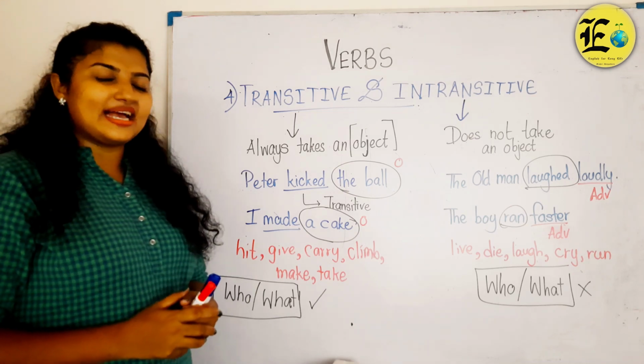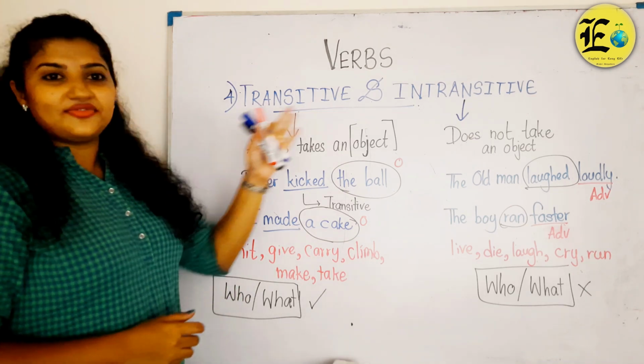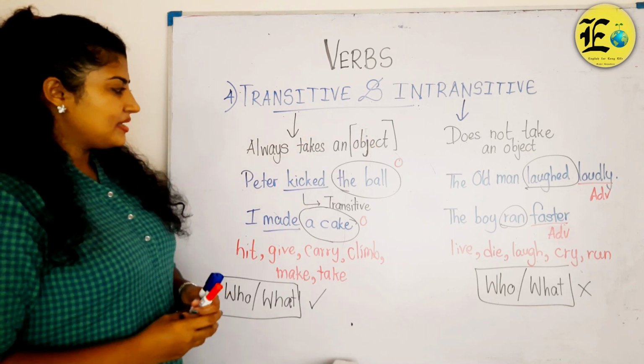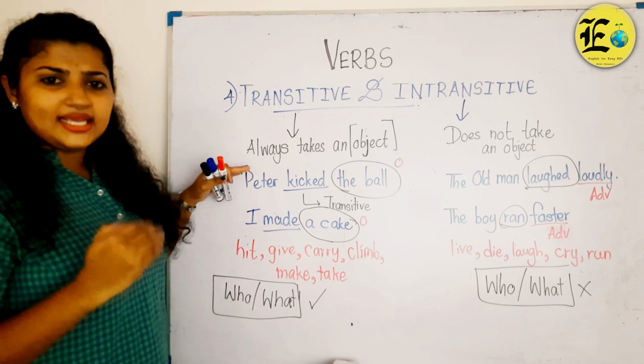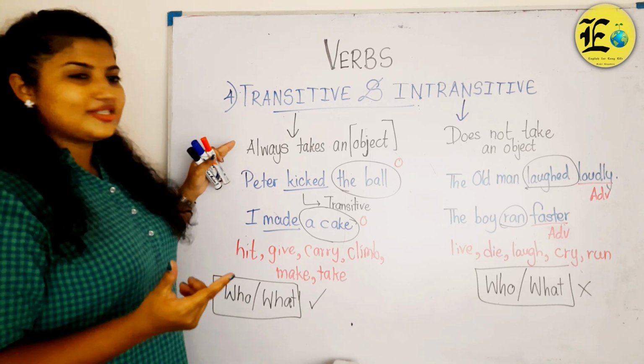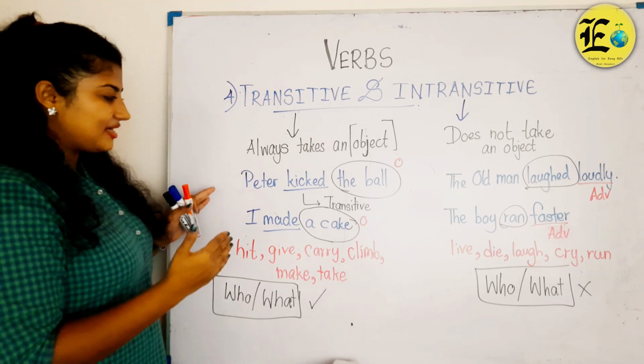Well, the final and important category in our discussion today would be transitive and intransitive verbs. So here remember, transitive verbs always take an object. What do you mean by a transitive verb always taking an object? Now just let's understand it with an example.